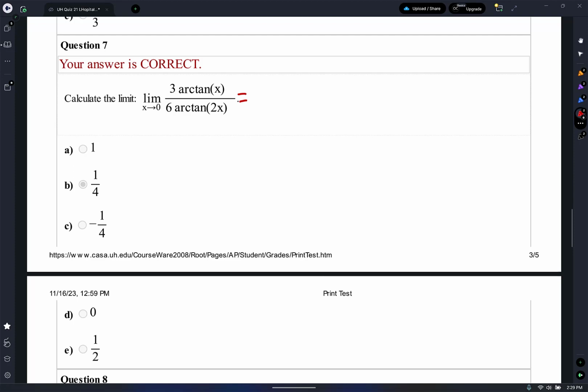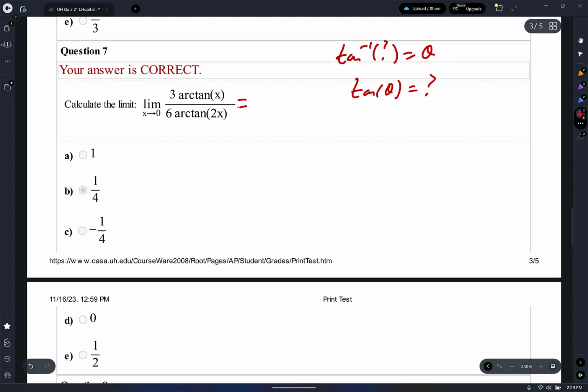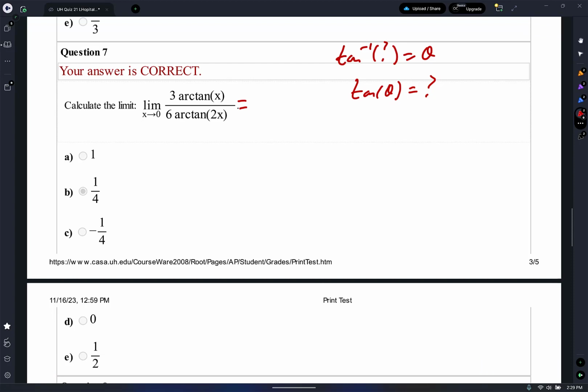Arctan of 0. In case you don't remember. All right, guys. Focus, focus. In case you don't remember, this means, well, I guess I'll put a question mark. That means tan of some angle equals that question mark. That's what it means. If you don't remember, arctan of 0 is 0.